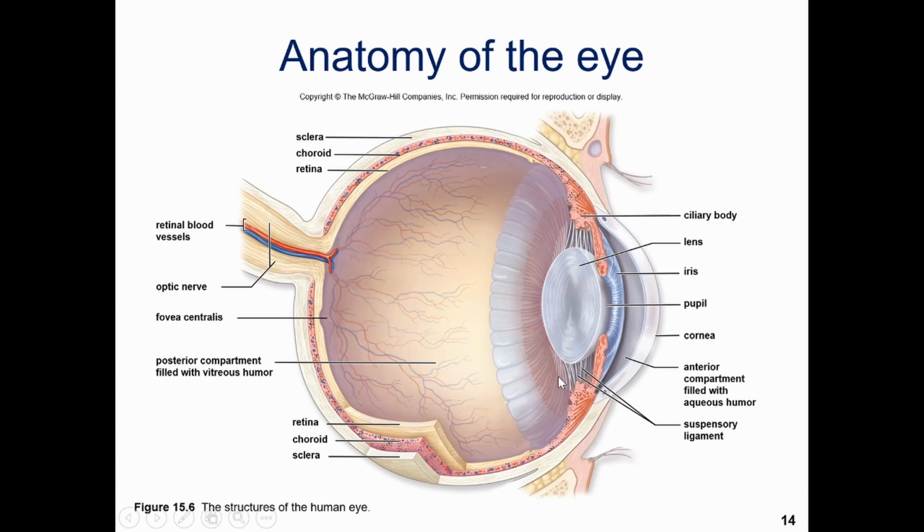Some other pieces we want to point out. We have the optic nerve. Remember, that's cranial nerve 2. That's going to lead into the retina. We have this fovea centralis, which is actually going to have a densely packed amount of cones. And we're going to focus our light in the back of the eye on this spot. We have the ciliary body and the suspensory ligaments that are holding this lens in place. And then we have the pupil, the space here, and the iris surrounding it.